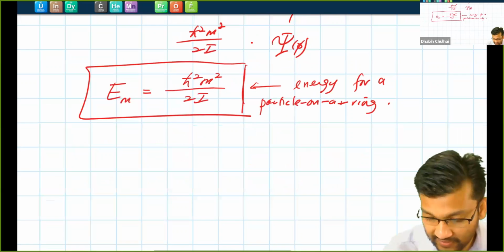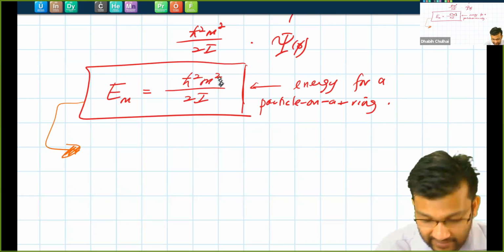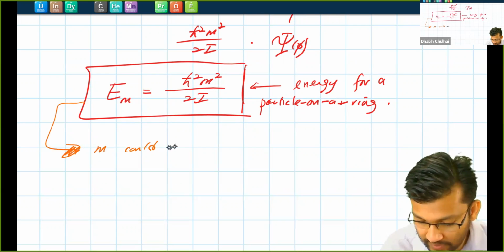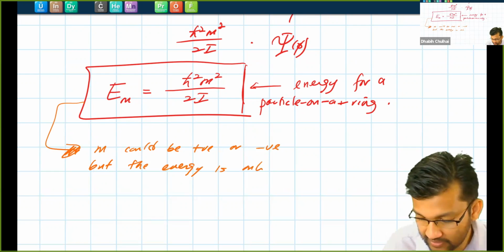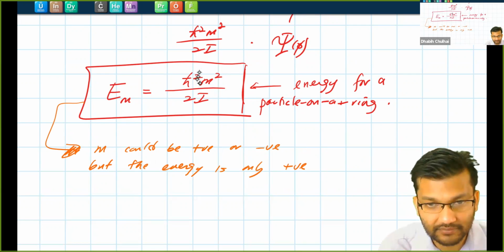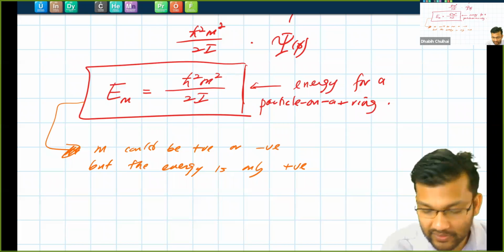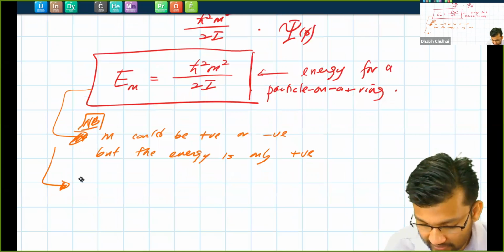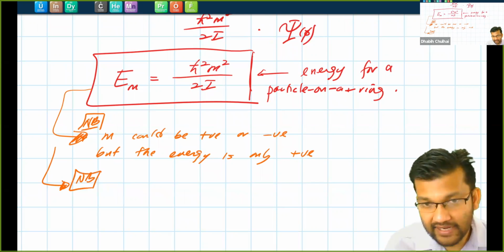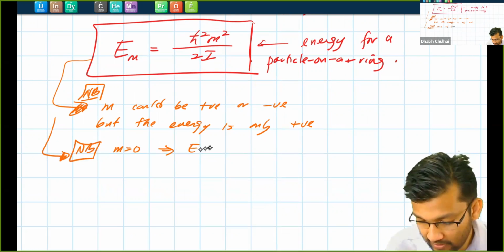Before I get to it, there was one other thing we're going to find, but first I want to make a point. We know that m could be positive or negative, but the energy is only positive because there's m squared. So if m is negative, it becomes positive anyway, so we don't have a negative energy. That's one thing I want to point out. The second thing I want to point out: every level of m except for m equals 0. So m equals 0 leads to an energy of 0.